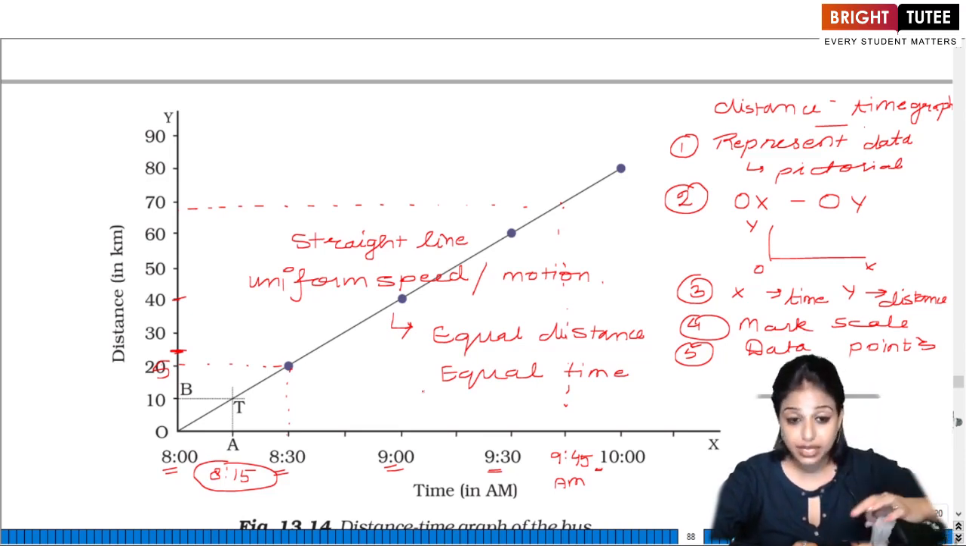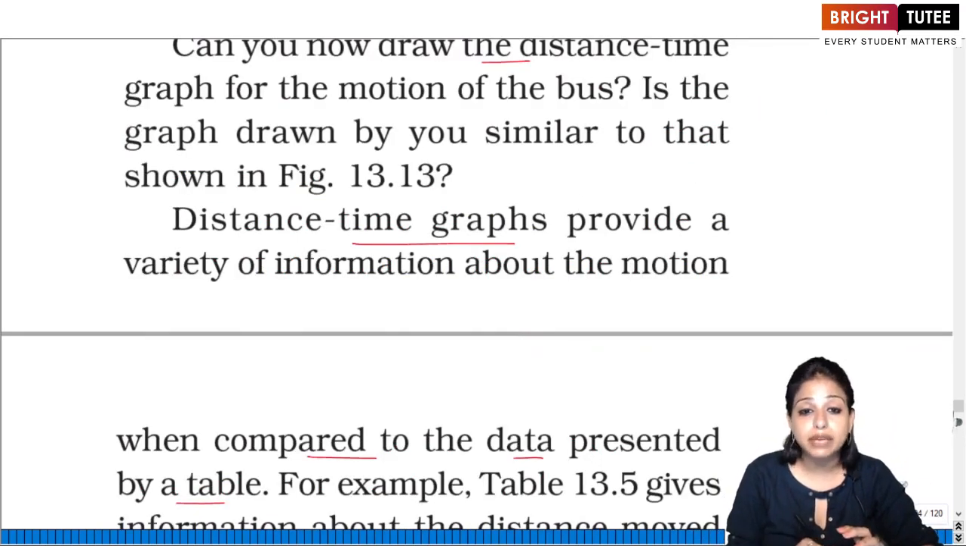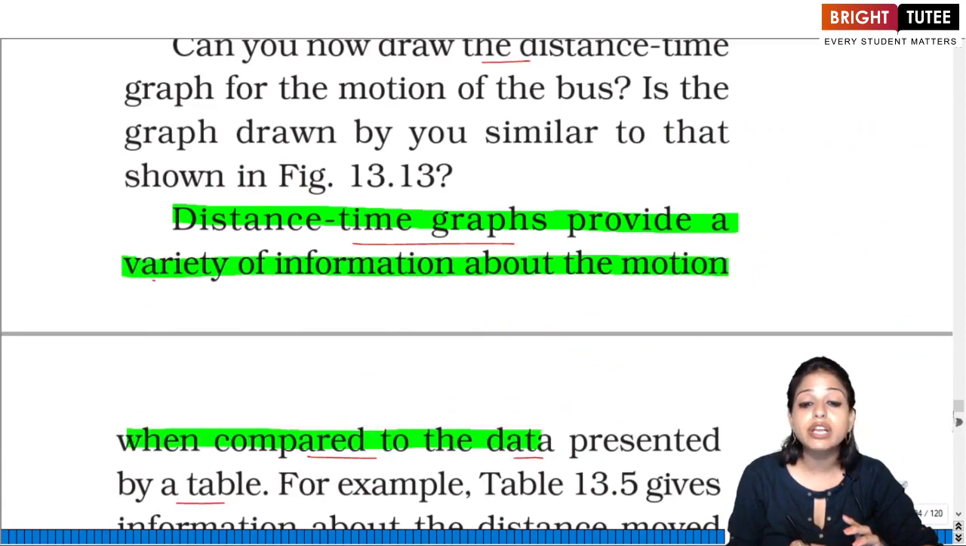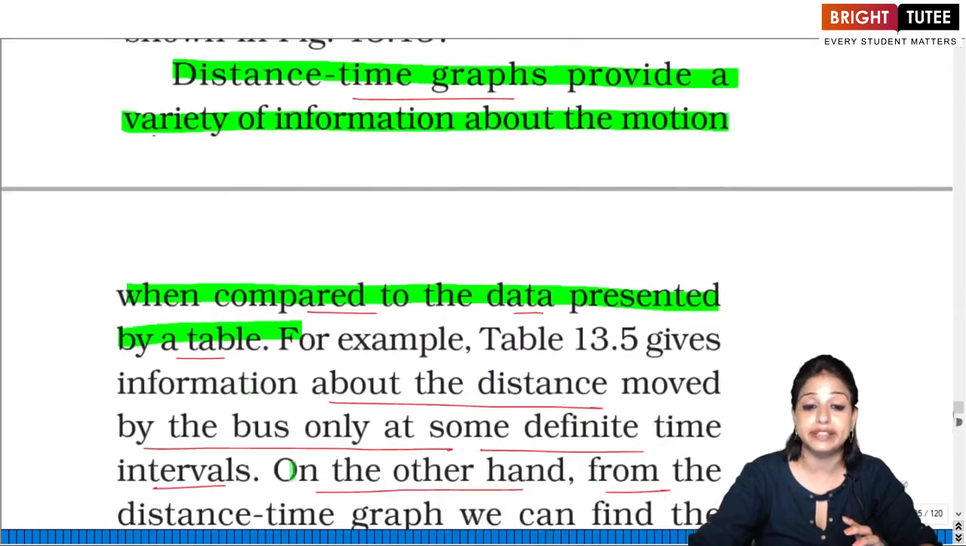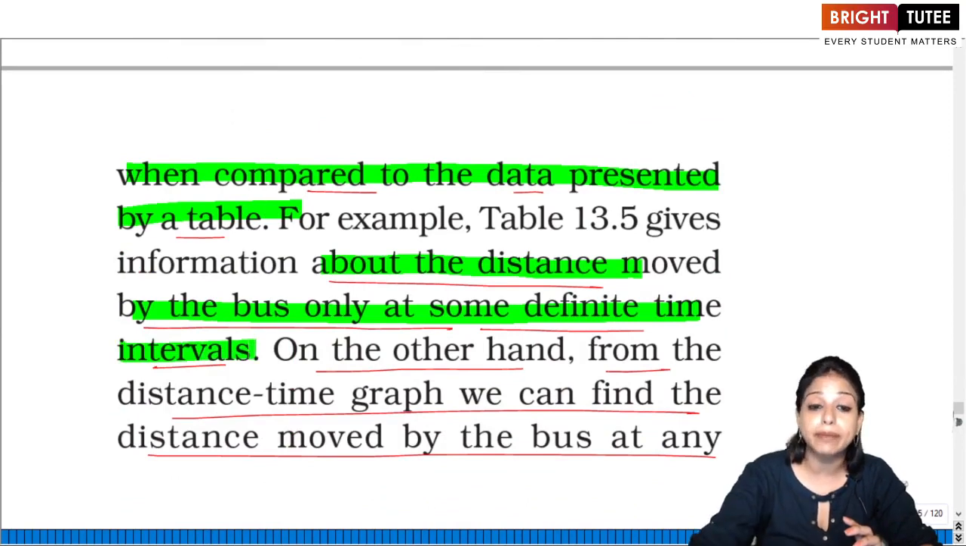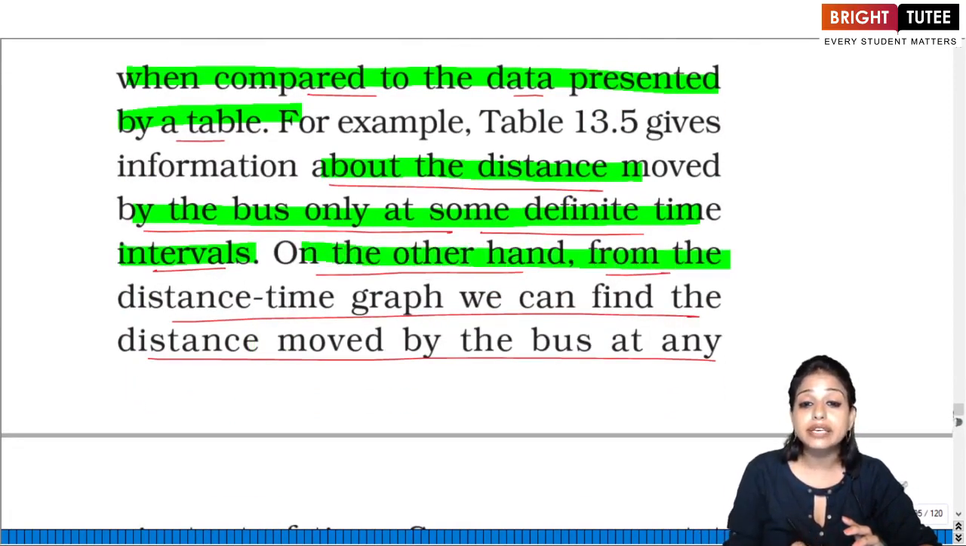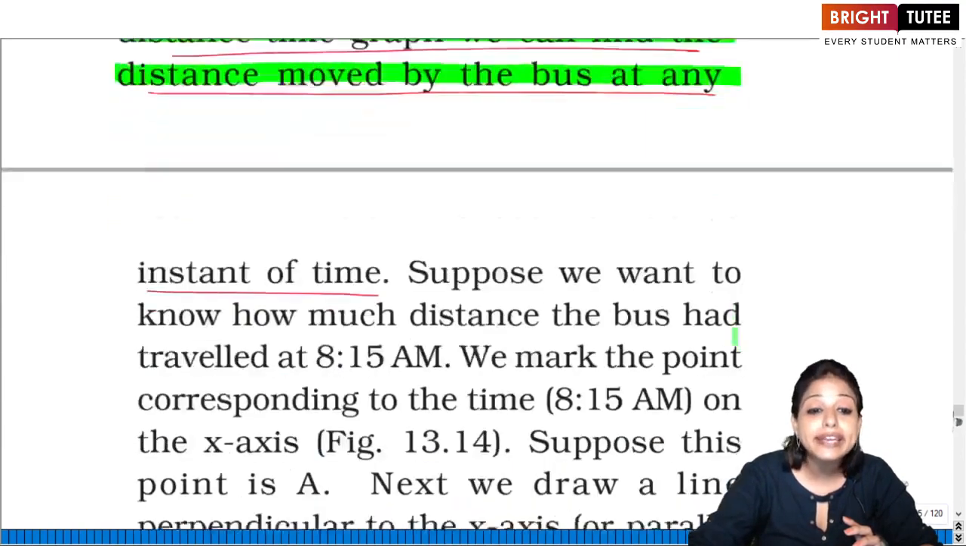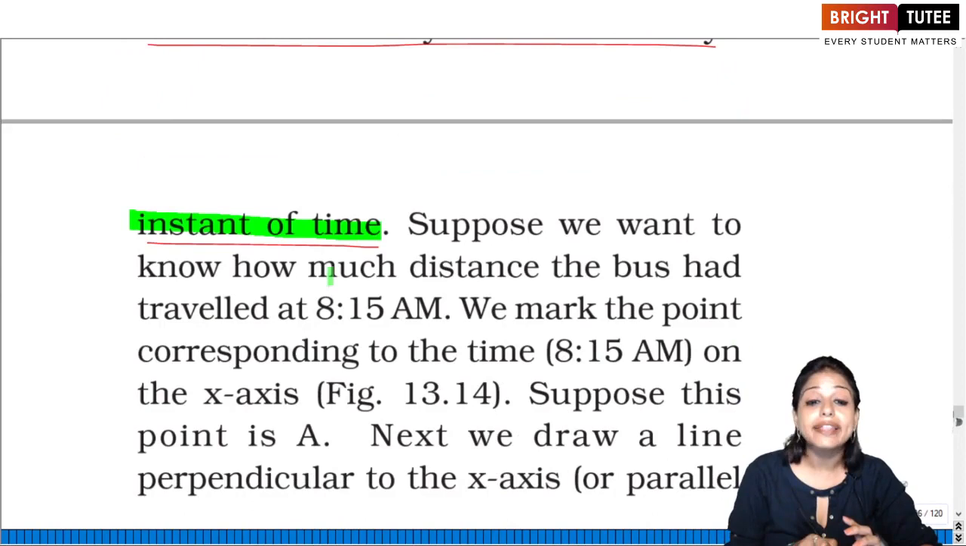from a given graph. So students, just to look at what we are talking about. The distance time graph provides a variety of information to us about the motion when we compare it to the data presented in the table. For example, the data was giving me the distance moved by the bus only at definite time intervals. But on the other hand, from the distance time graph, we can find the distance moved by the bus at any instant of time, and thus we can tell more about motion.